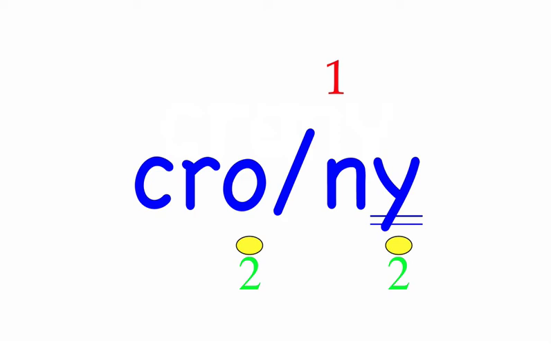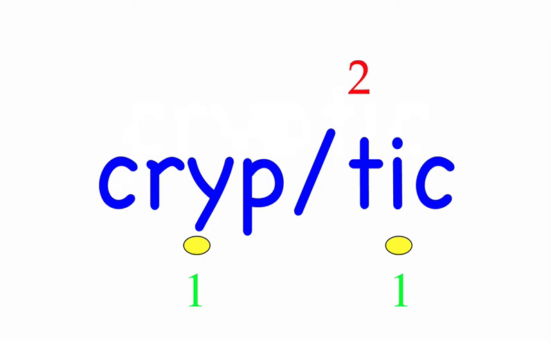Cryptic. He gave a strange cryptic answer. Cryptic. Cryp, 4 sounds. K, R, I, P. Tick, 3 sounds. T, I, K. Cryptic. Mark the word.